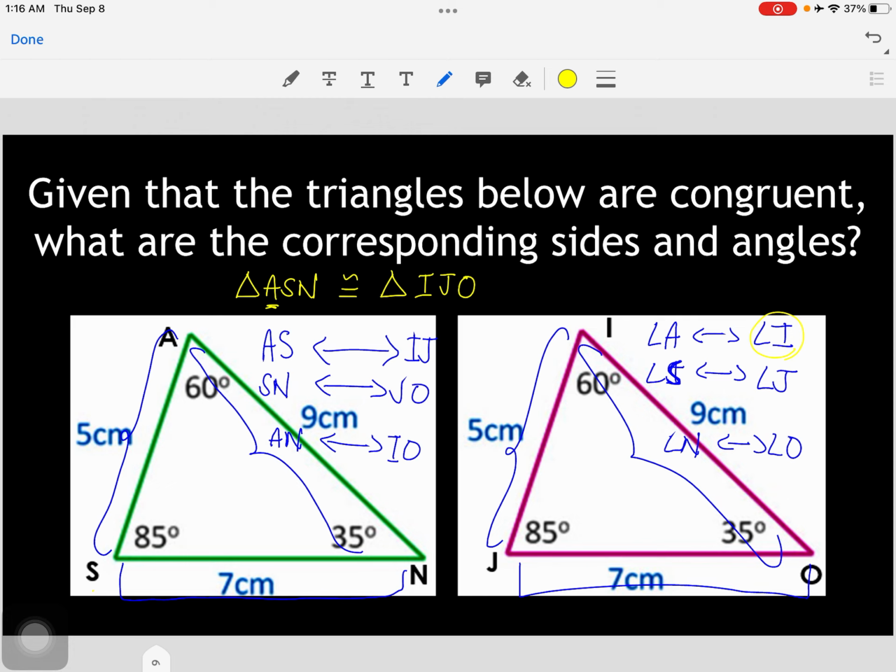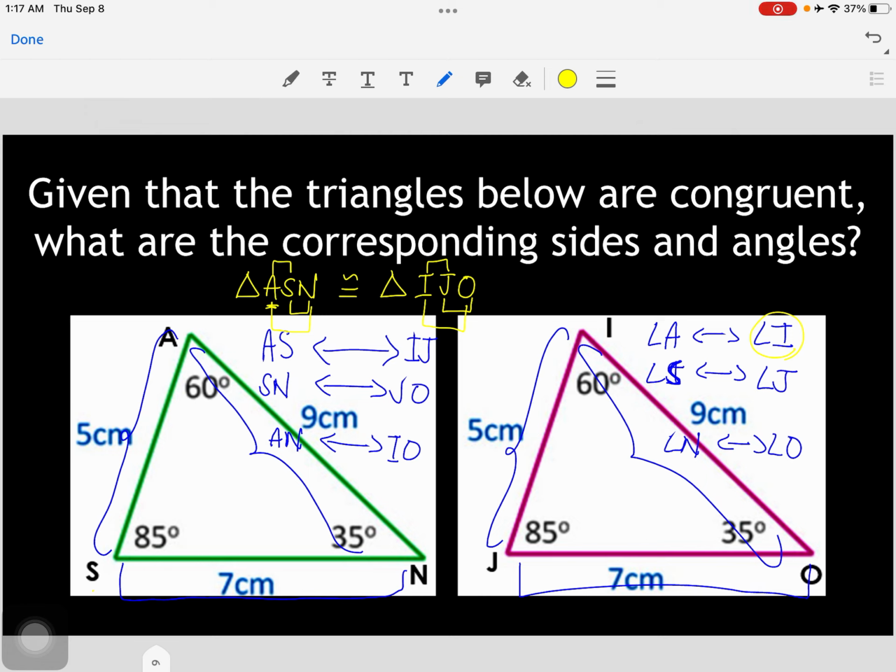If you're going to check the sides, AS corresponds to IJ, so that's correct. SN corresponds to JO, so that's also correct. And lastly, AN corresponds to IO, so that's also correct.